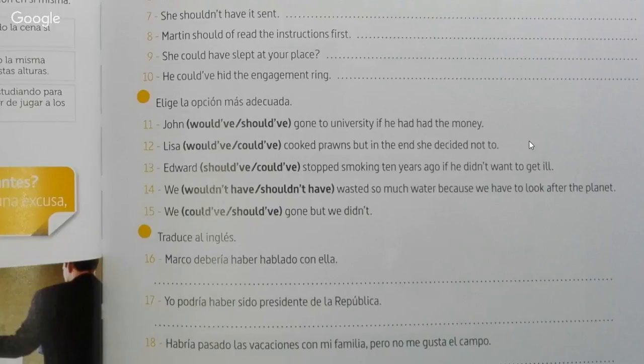Okay. What is the best one there? The last? We could have or we should have? Okay, which one? We could have, but we didn't. Okay, we could have gone, but we didn't.